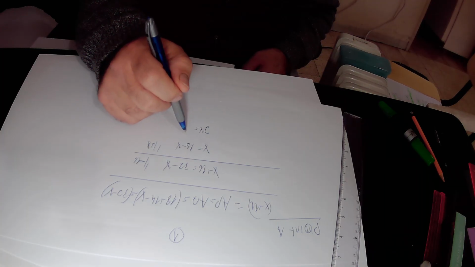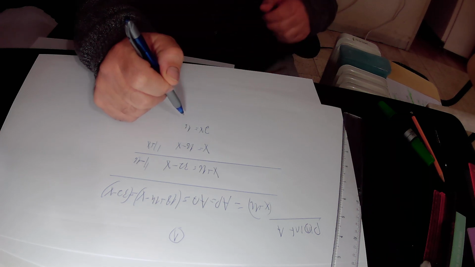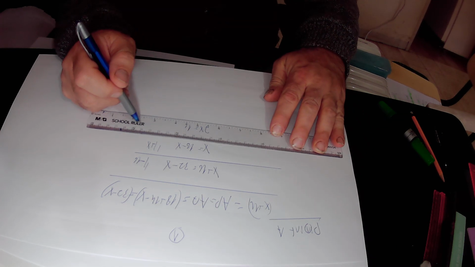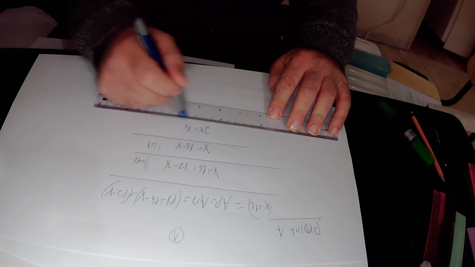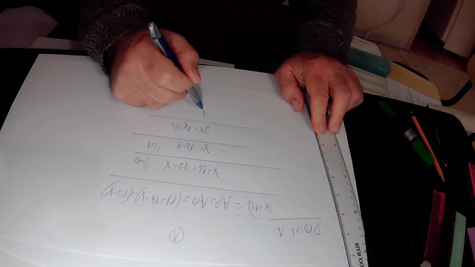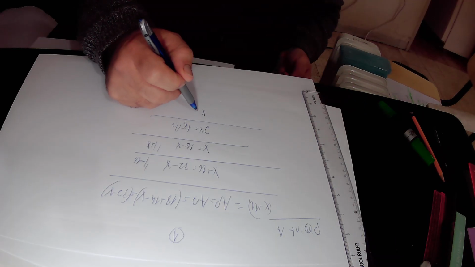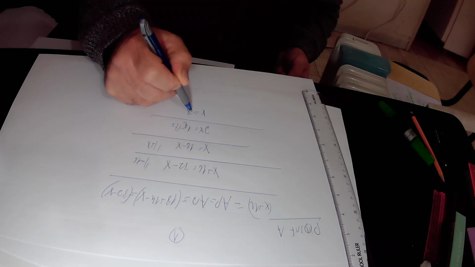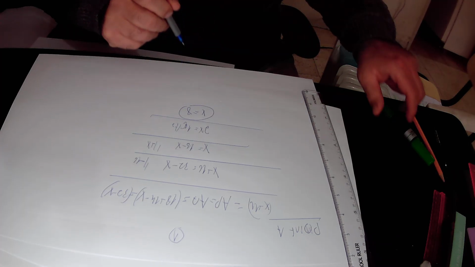X minus x is 0. So x equals 16. Here we divide this equation by 2, and find that x equals 16 over 2, that is 8. X equals 8 units in its length.